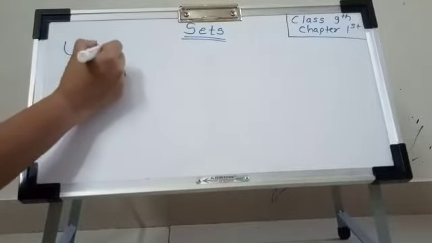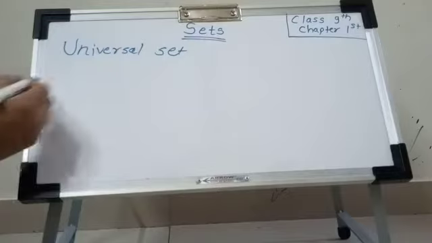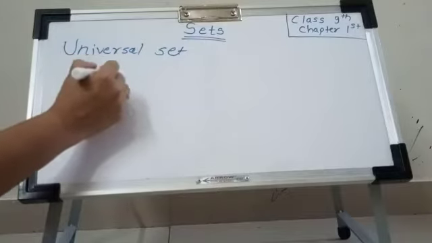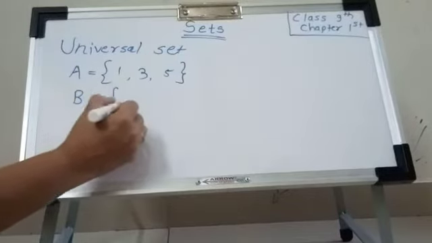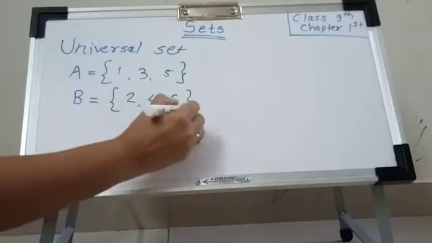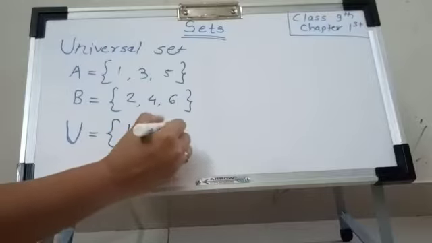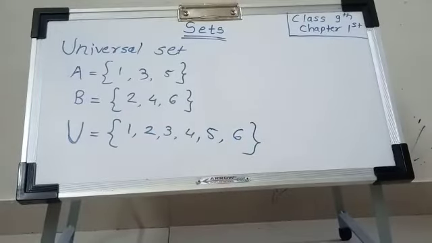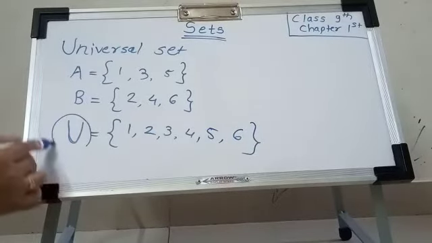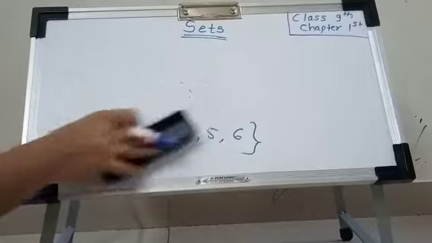Now, in the previous lecture we saw the universal set. What is the universal set? It is the biggest set. Suppose set A is equal to {1, 3, 5} and set B is equal to {2, 4, 6}. Then the universal set U is equal to {1, 2, 3, 4, 5, 6}. It contains all the elements of set A and set B, hence it is called universal. This is the Venn diagram of the universal set.